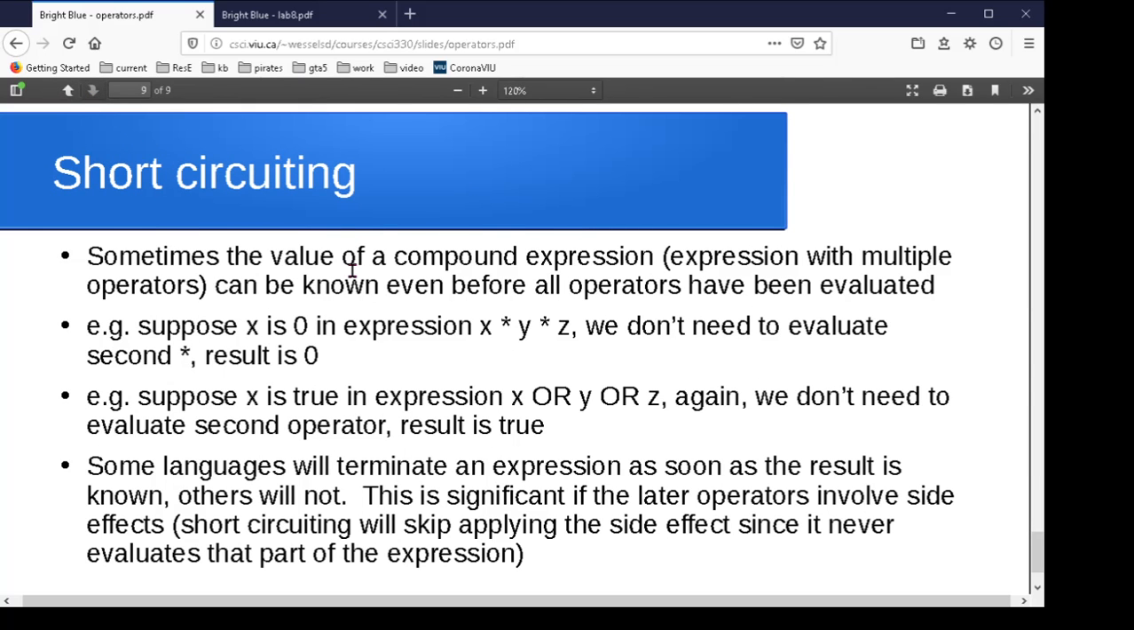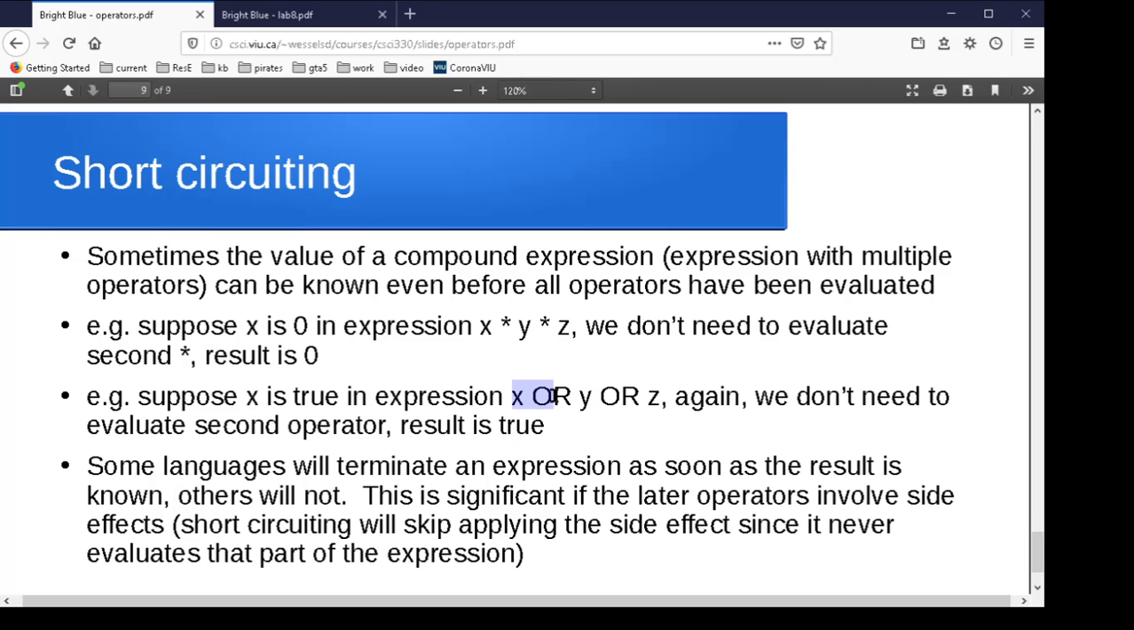The last thing that I wanted to mention along these lines is the idea of short-circuiting in expressions. So sometimes you don't need to evaluate the entire expression to know what the result of the expression is going to be. So, for instance, if I've got an expression like x times y times z, and x is 0, I know that the x times y is going to be 0, and I know that the x times z is going to be 0. Right? I know that as soon as I see a 0 in any one of these x, y, or z, I know the result's going to be 0. I don't have to carry out the rest of the evaluation.